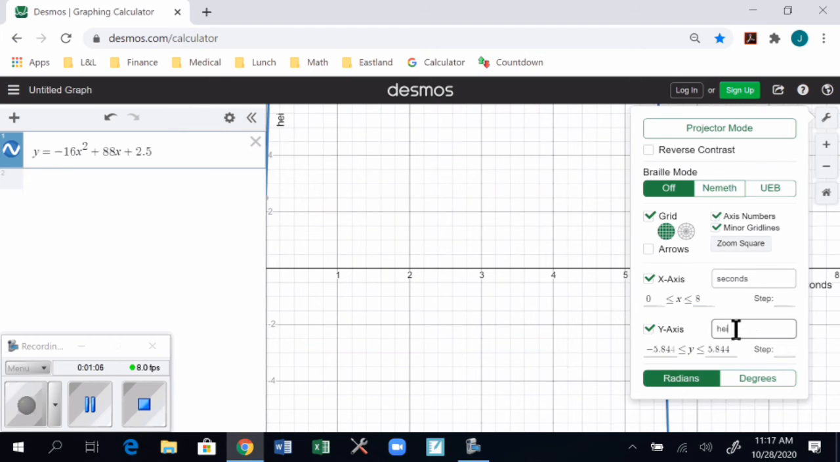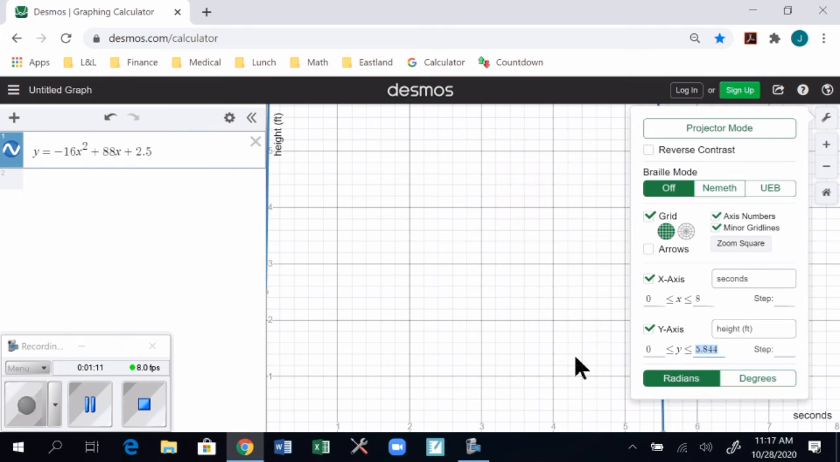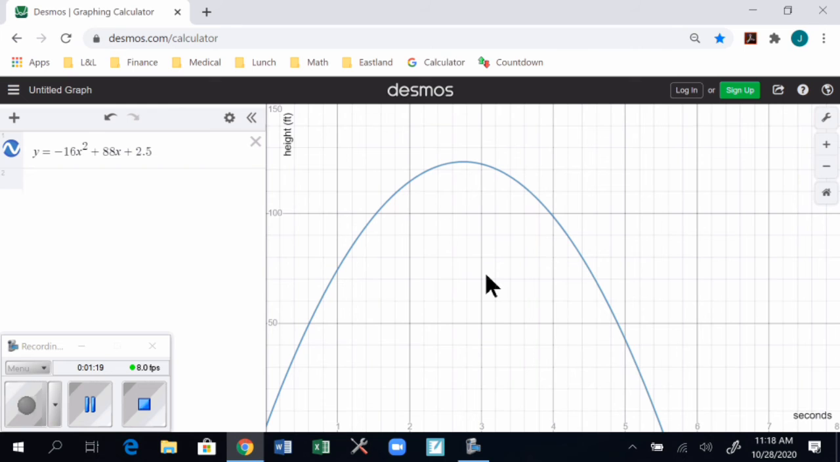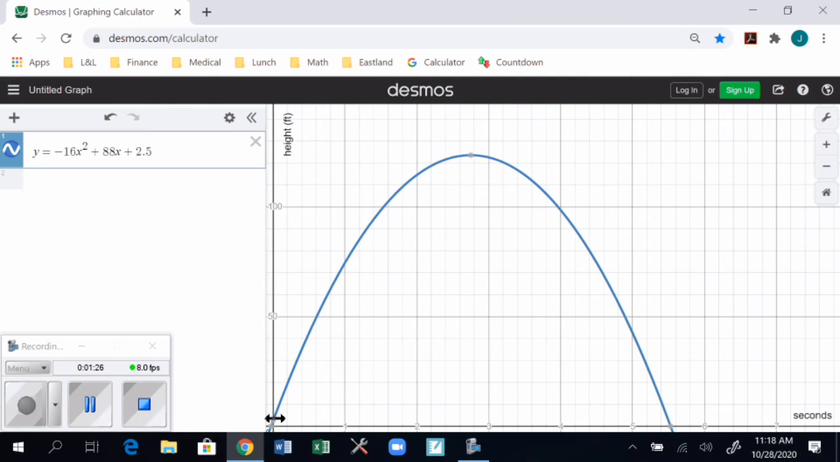Now the y-axis is the height of the football in feet. I know that the answer we got for our vertex was 123.5, so I'm going to try going higher than that, like 150. But look how much better this graph looks now. Here you can really visualize this football flying through the air. At the very beginning, at 0 seconds when it's kicked, it's 2.5 feet off the ground. That's where the punter kicks it. But then watch, you can imagine 1001, 1002, 1003, 1004, 1005, 1006.